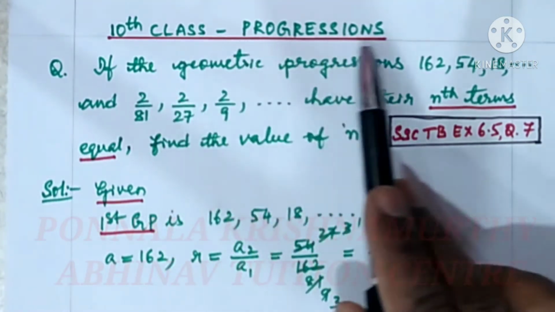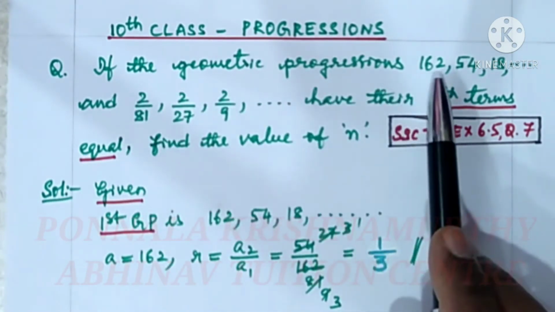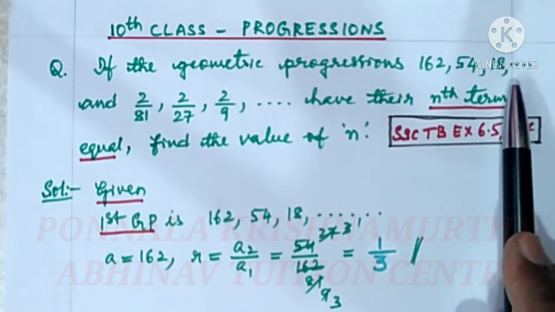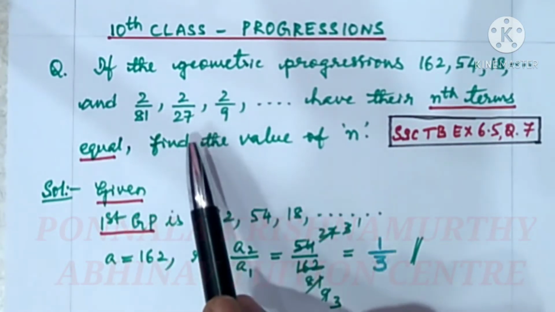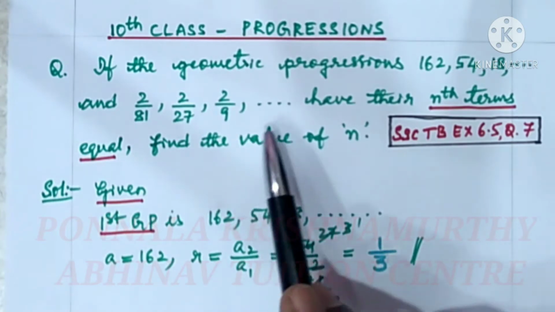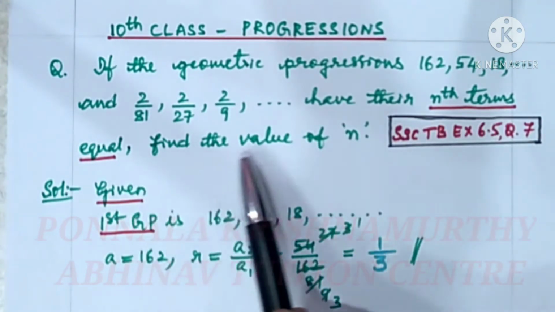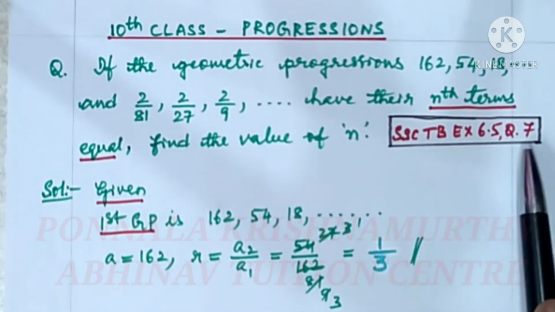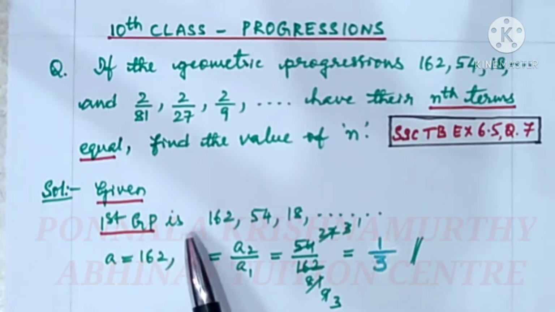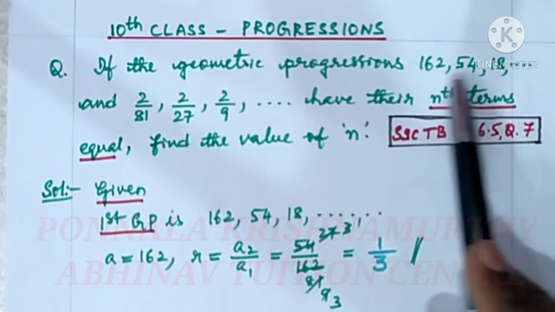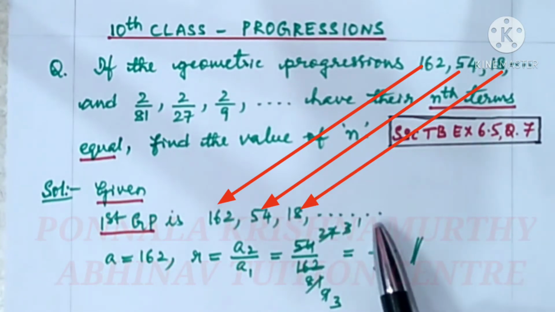10th class progressions. If the geometric progressions 162, 54, 18, and so on, and 2/81, 2/27, 2/9, and so on, have their nth terms equal, find the value of n. Reference is here. Solution given. First GP is 162, 54, 18, and so on.